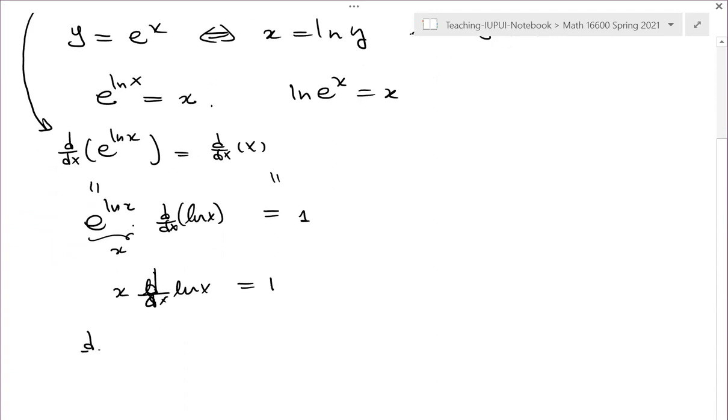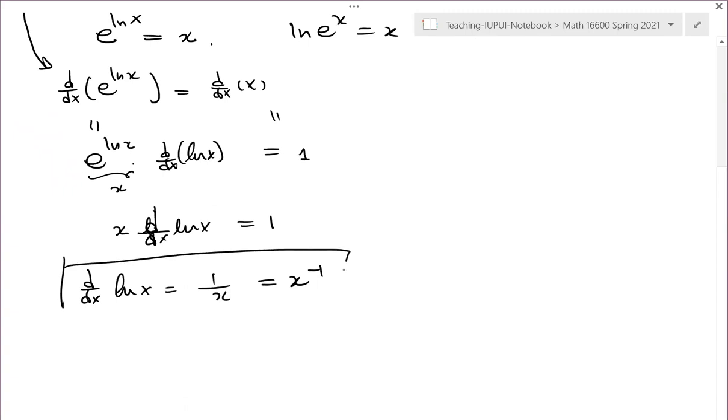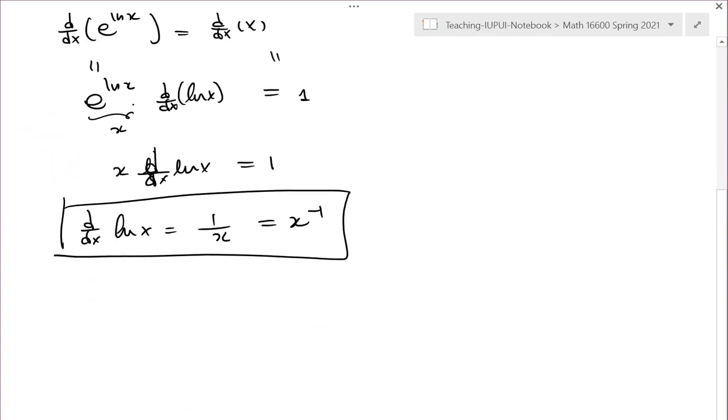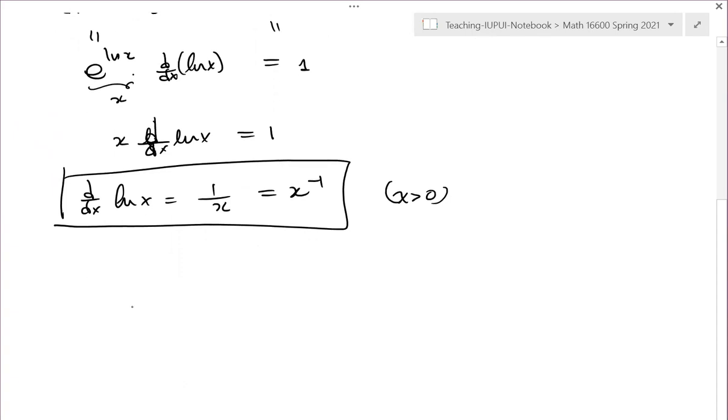So now I get that the derivative of natural log x equals 1 over x, which can also be written as x to the negative 1. This is a very interesting identity. Here x must be positive, clearly, because the natural log of x is only defined for positive x. So the graph looks like that, and this is y equals natural log of x.